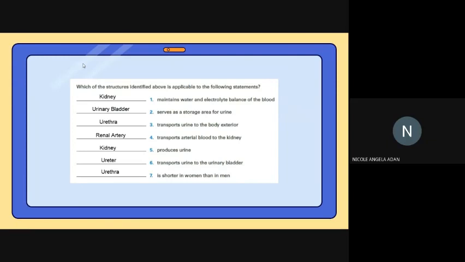Number 6, transports urine to the urinary bladder. It is the ureter. So from the kidney, it passes through the ureter to the urinary bladder, which stores our urine. And lastly, 7, it is shorter in women than in men. So the urethra is shorter in women than in men.